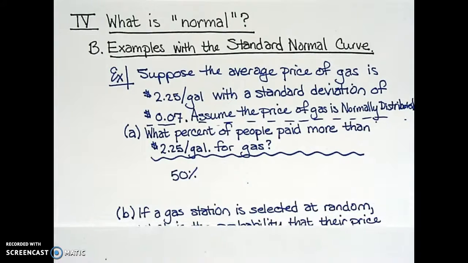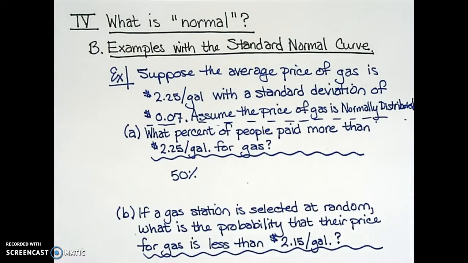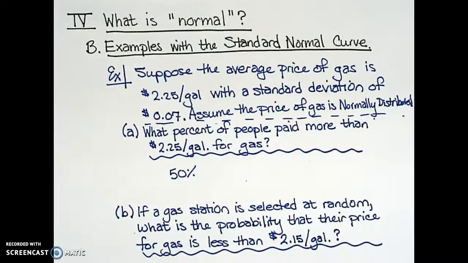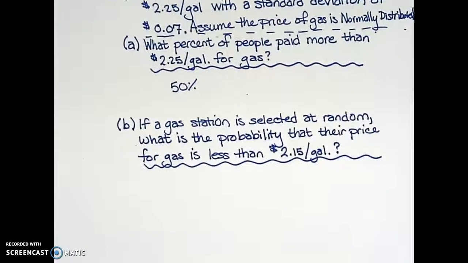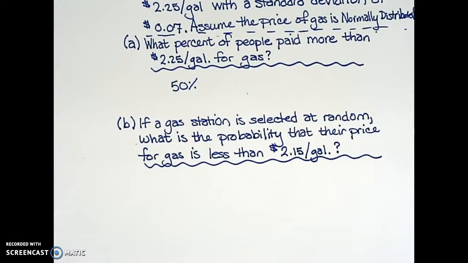But questions like the following are less easy to answer immediately. If a gas station is selected at random, what is the probability that their price for gas is less than $2.15 per gallon? We anticipate that the answer to part B should be something less than 50% because $2.15 is less than the average of $2.25, but how much less than 50%?